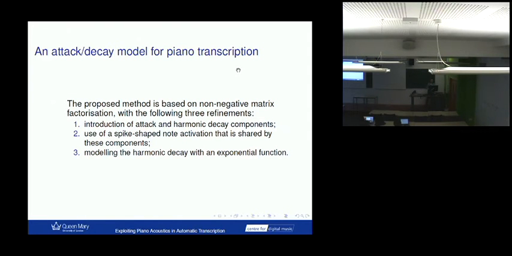So, of course, the proposed method is based on NMF, with 3 refinements. The first one is the introduction of the attack and harmonic decay components. As we previously said, the attack part is more percussive, so we separately model these 2 parts. The second is using a spike-shaped note activation that's shared by these 2 components.